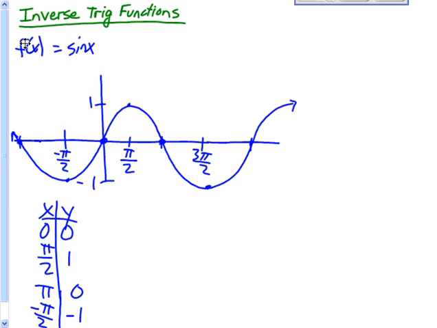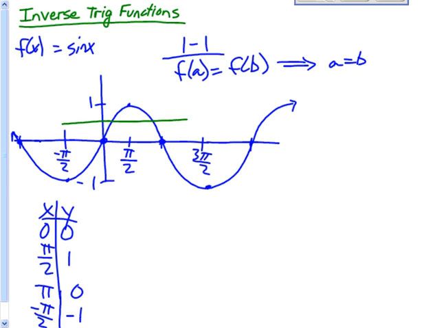Now to have an inverse, we have to be 1 to 1. 1 to 1 means that if f of a equals f of b, then a must equal b. You have a test for that, and that's the horizontal line test. If you run the horizontal line test on this, you see that we definitely hit more than once. So it fails being 1 to 1, so it does not have an inverse.